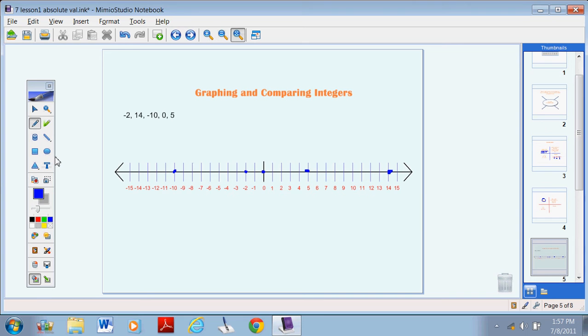The next thing you will want to do is to put them in order. Once you graph them, you plot them, then you should be able to easily compare them. If they want from least to greatest, of course we'll start on the left: -10, -2, 0, 5, and 14. If they want from greatest to least, then we'll start on the right: 14, 5, 0, -2, and -10. Easy enough, right?